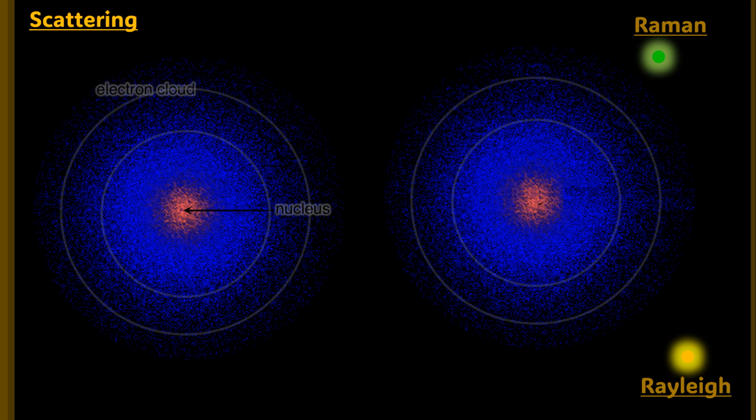So if it is causing a change in the polarizability, it will be released as a Raman scattering process with a different frequency, and if it is not causing any change in the polarizability of the molecule, it is released as it is in the case of Rayleigh scattering, without any change in the frequency of the released photon.